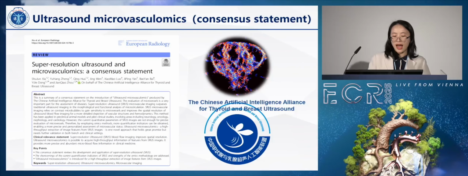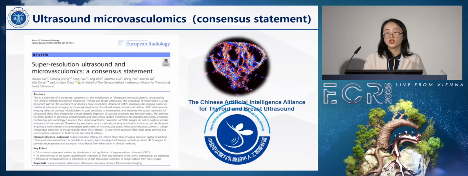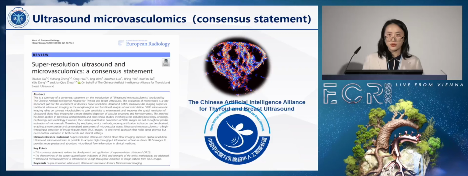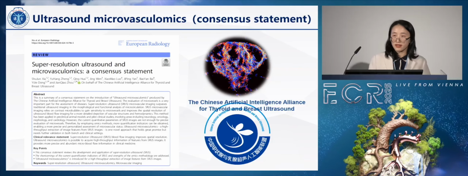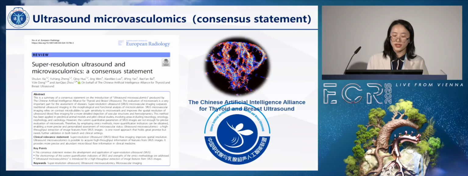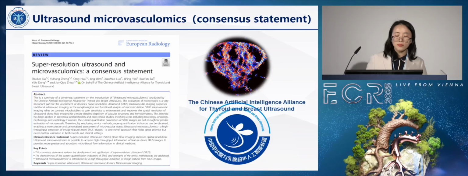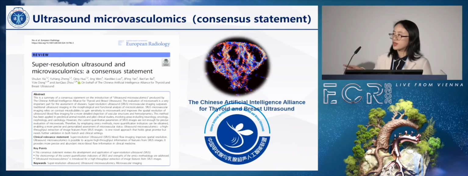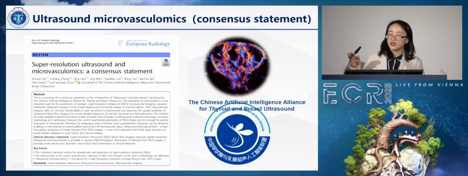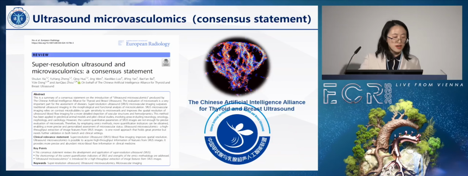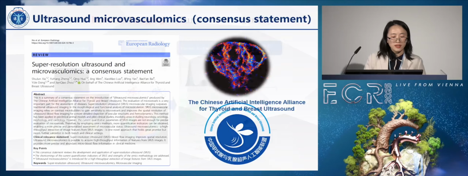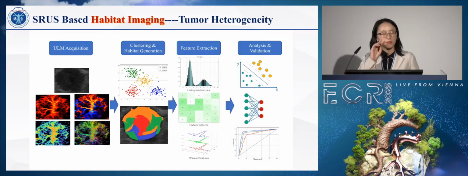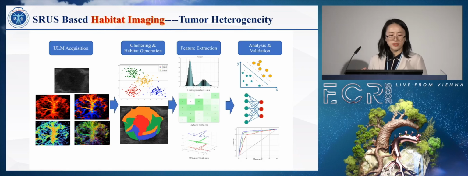This concept was actually published in European Radiology in 2024 by the Chinese Artificial Intelligence Alliance for Thyroid and Breast Ultrasound. This is a consensus statement in China, and it was led by Dr. Jianqiao Zhou. He's here.